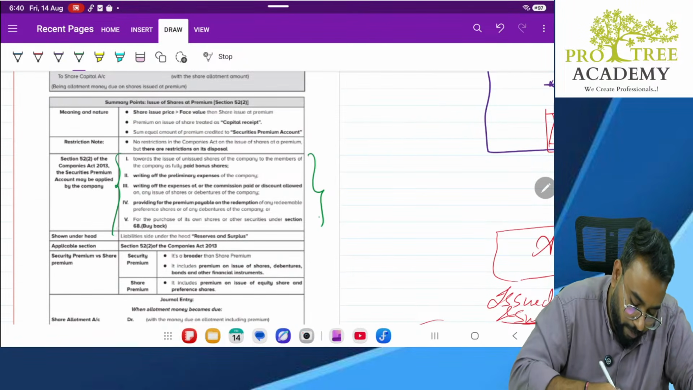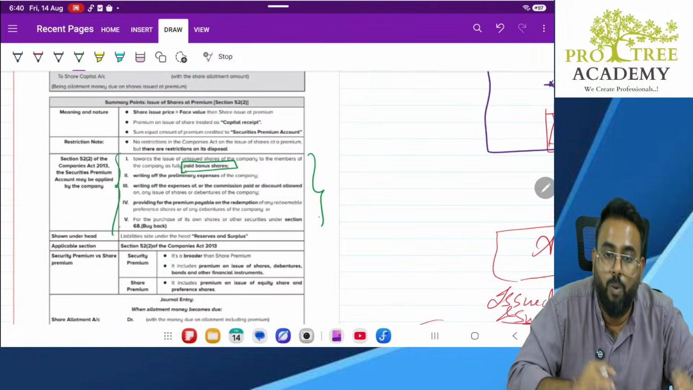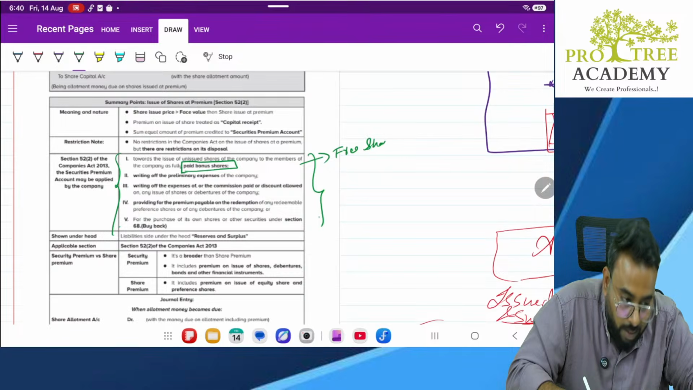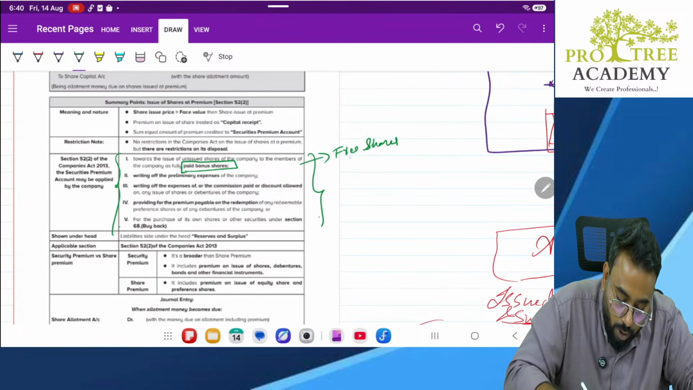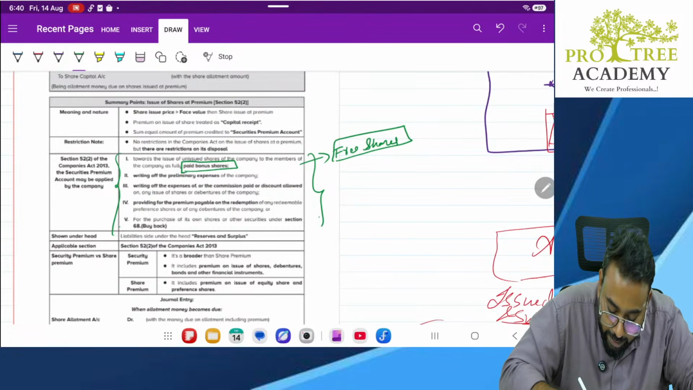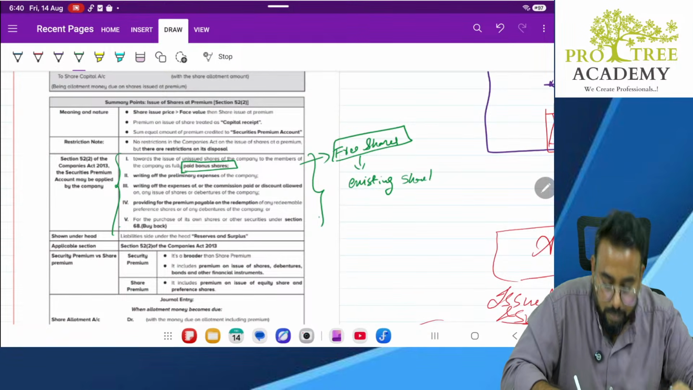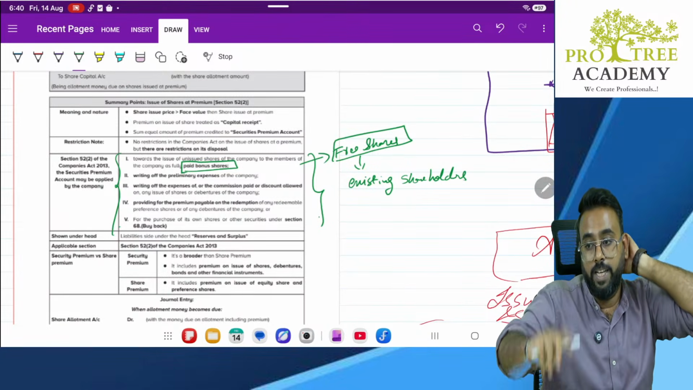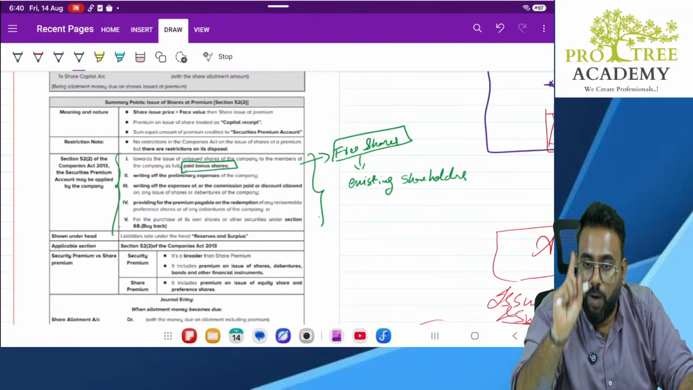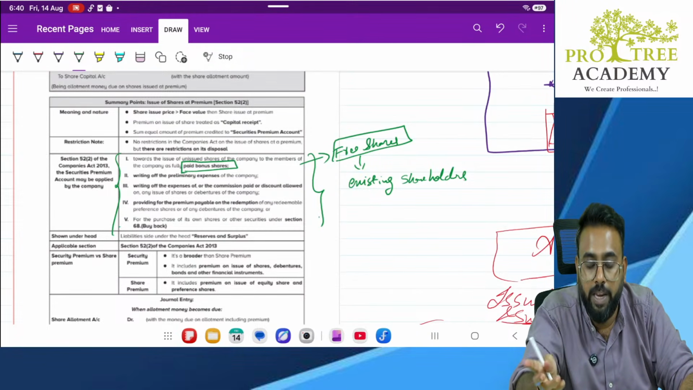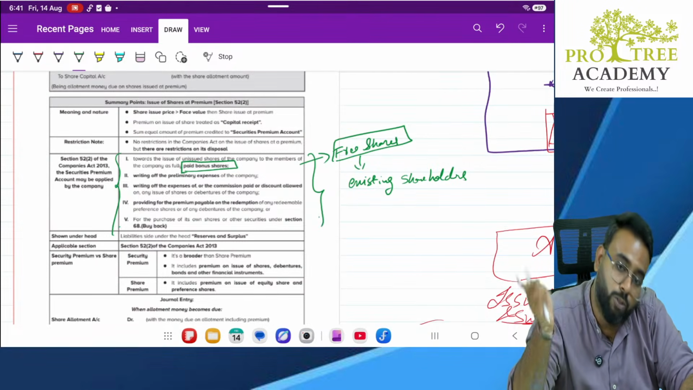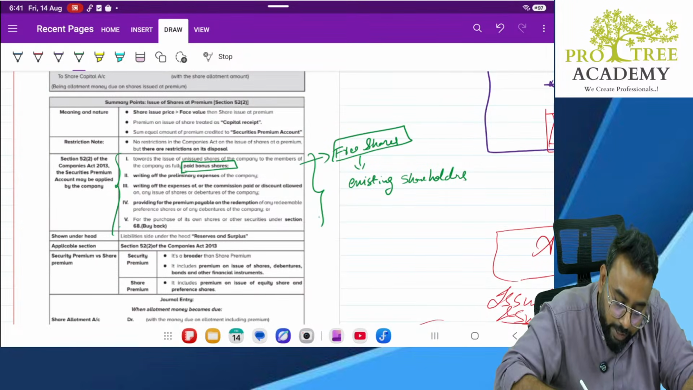You can use the premium for issue of bonus shares. What is bonus shares, sir? Bonus shares are free shares, not to everyone, but to existing shareholders. So if you are having one share, they will give you one more share. For that one share you paid the money. The one more share which the company is giving is for free. So what is the condition? The condition is you should already have an existing share. Then only you get free shares.